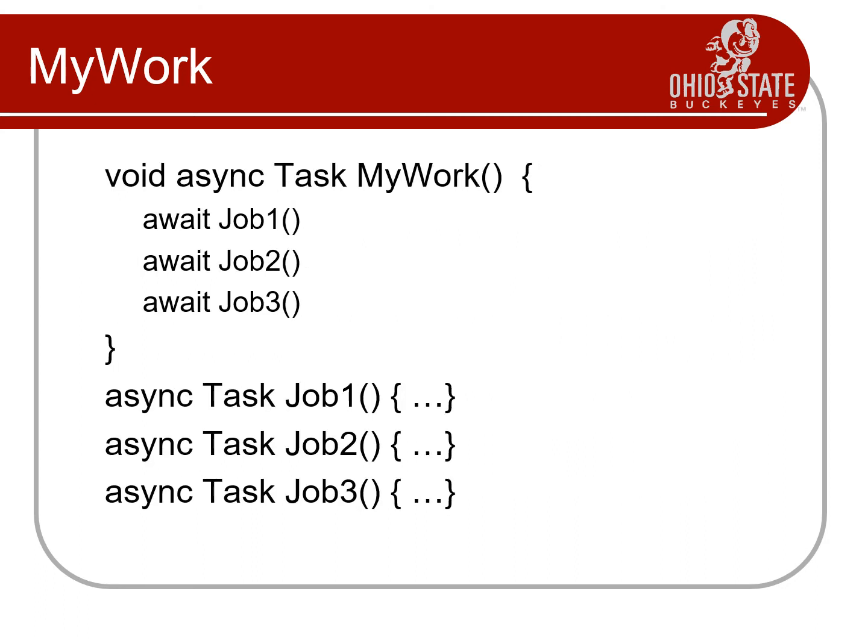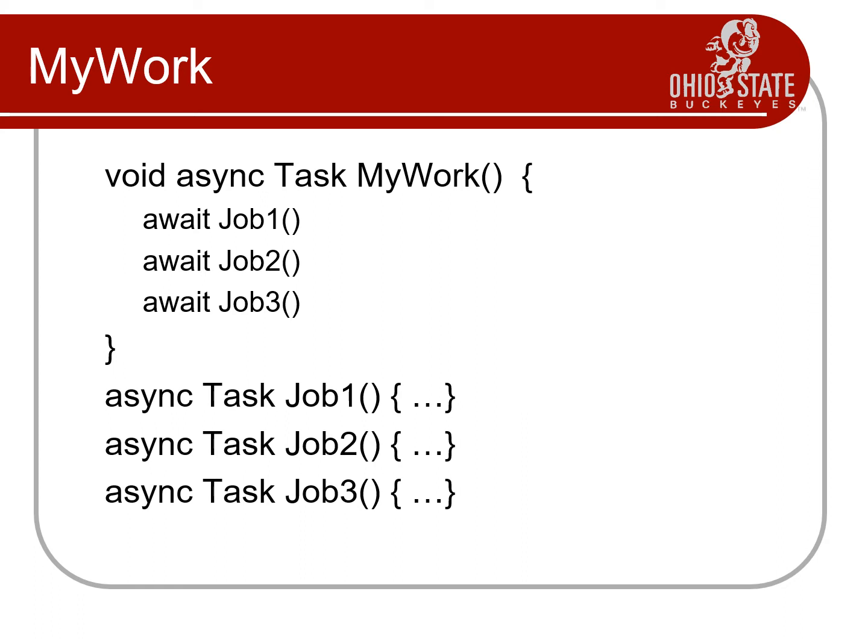So now we have void async Task MyWork. We're going to await job 1, we're going to await job 2, and we're going to await job 3. And likewise, I've made job 1, job 2, job 3 async Tasks. And within these, I'm also going to need an await for them to work, or at least return a task.